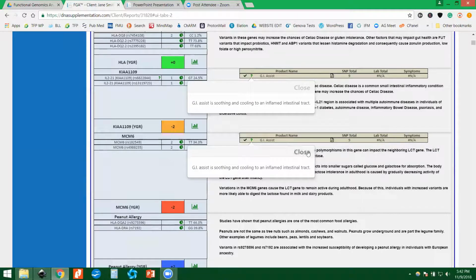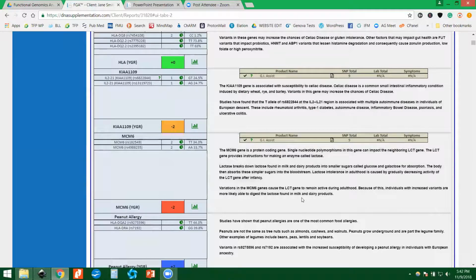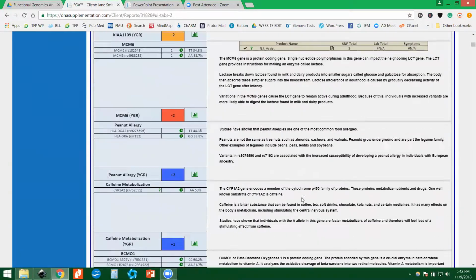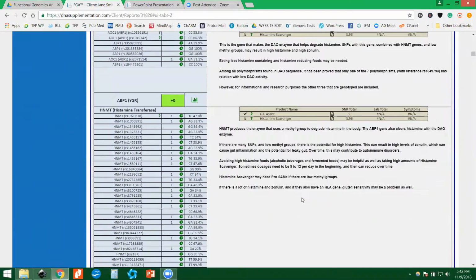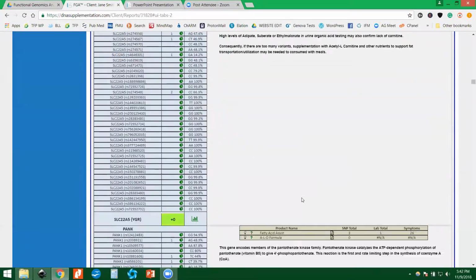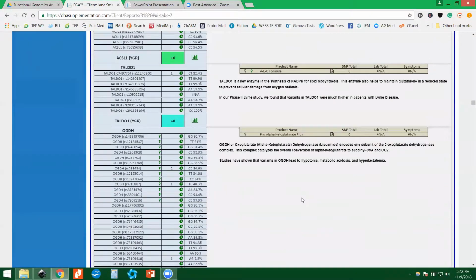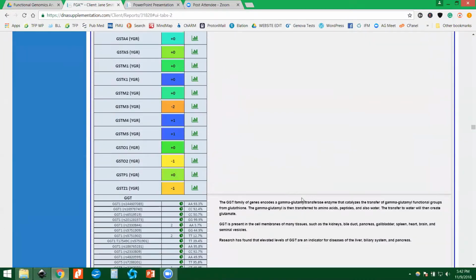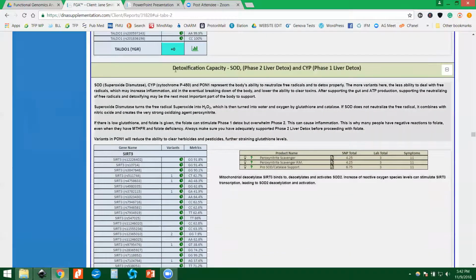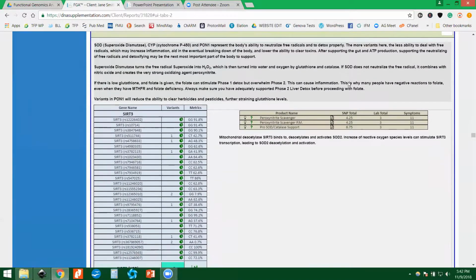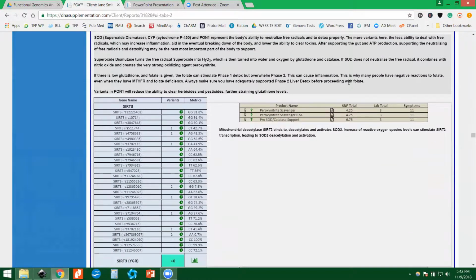And then if you wanted to use their products, you just check mark them, and then it'll show up on the supplement report of which supplements you decided that you wanted to order. So you can just go down through all of these variants, and like I said, it's many pages that you're going to go through. There's the SOD, the detox, SOD phase 2, phase 1 liver detox. So you can look and see what's going on in that situation.